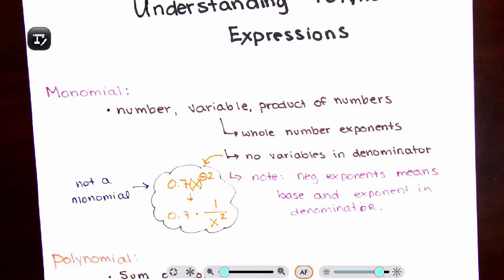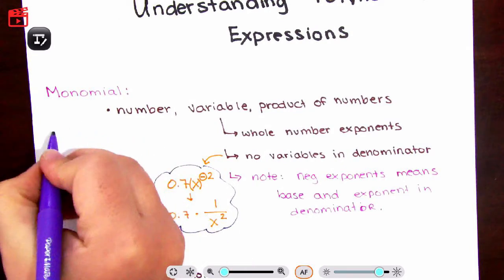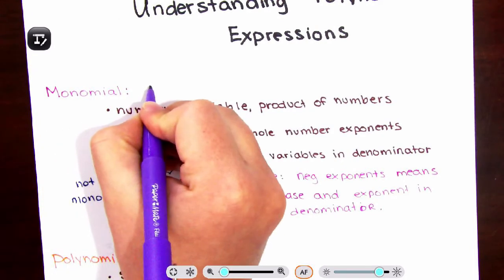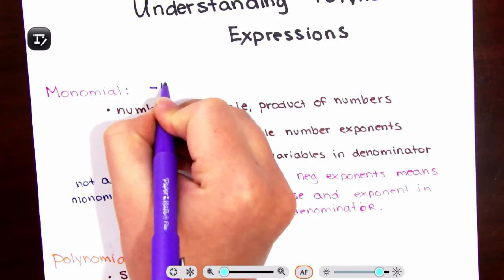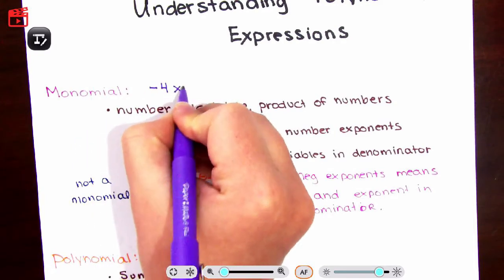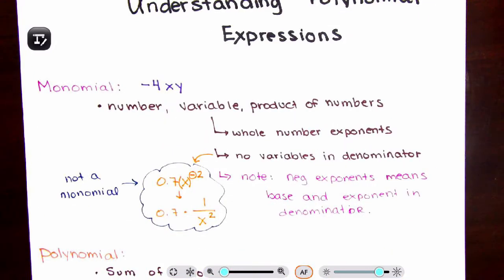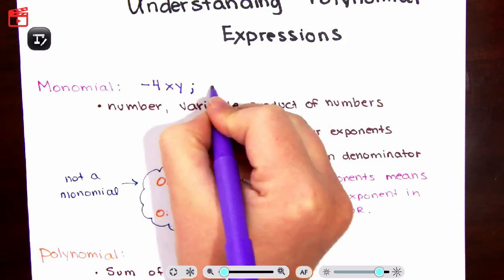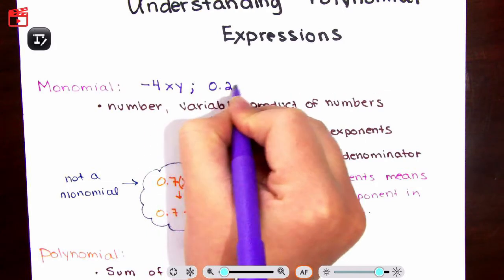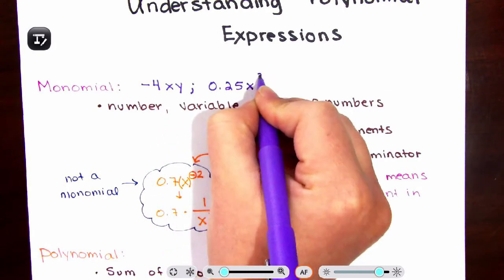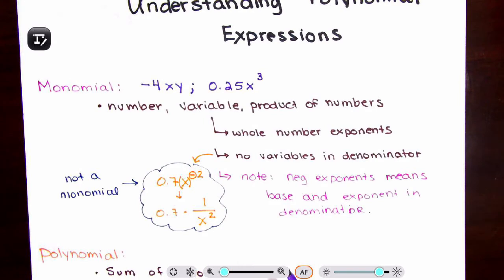So what's an example of an actual monomial? An example of that could be something with a positive exponent. So let's do like a negative 4xy. Notice the exponent on the variable is positive. It is a positive 1. Let's do another one. It could be something like 0.25 x cubed. 3 is positive in the exponent.